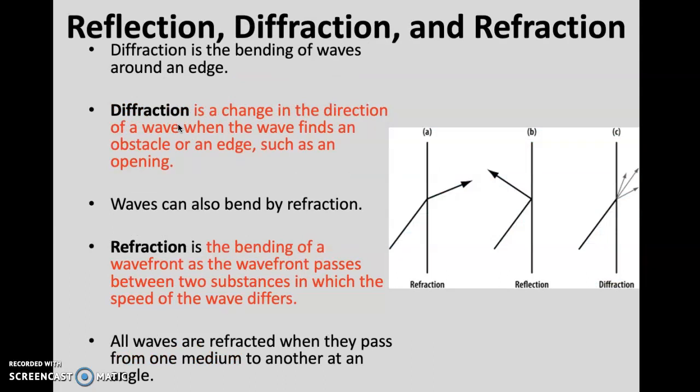Diffraction is a change in the direction of a wave when it hits an edge, and refraction is the bending as it passes between different mediums, basically. So imagine when you're throwing a spear at a fish that's in the water, the fish actually isn't in the exact location you think it is because of refraction. Okay. So we've got diffraction, which is splitting, reflection, which is bouncing, and refraction, which is bending. Bouncing, bending, and splitting.